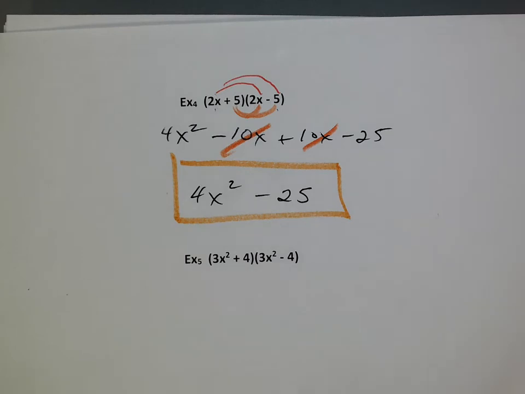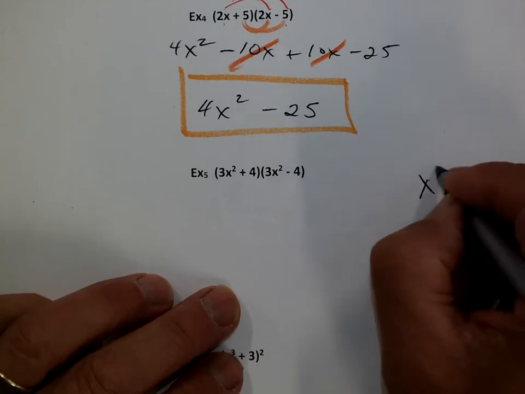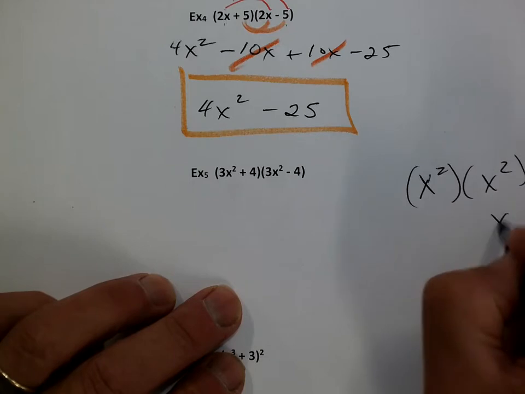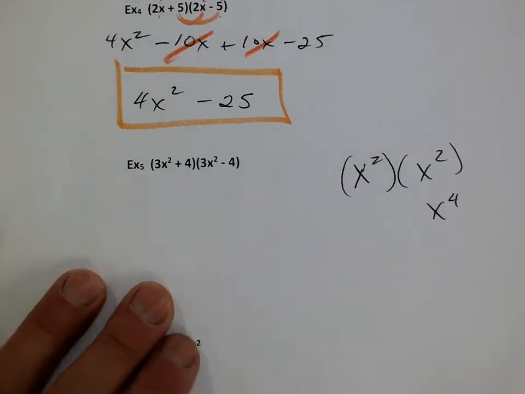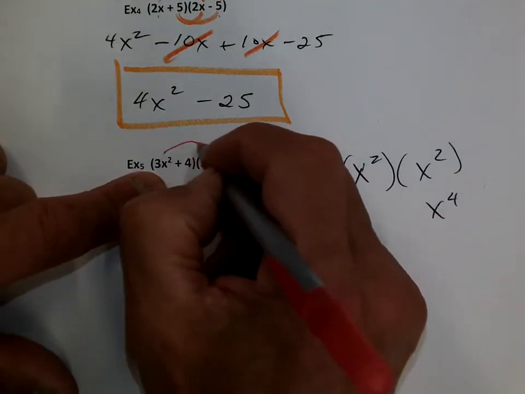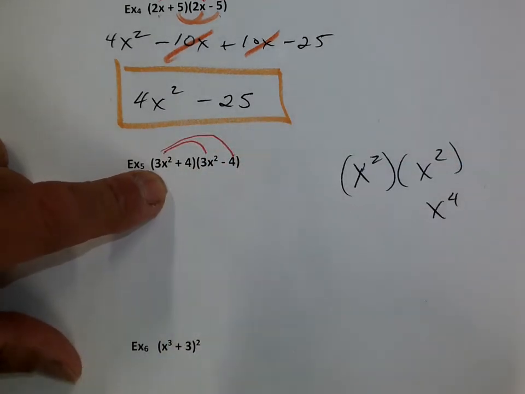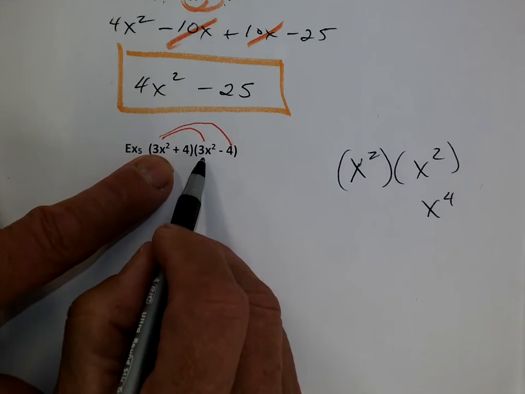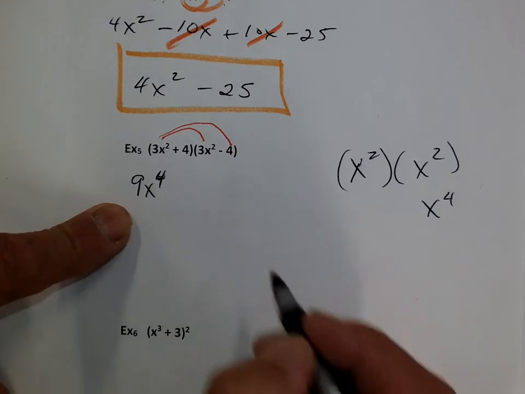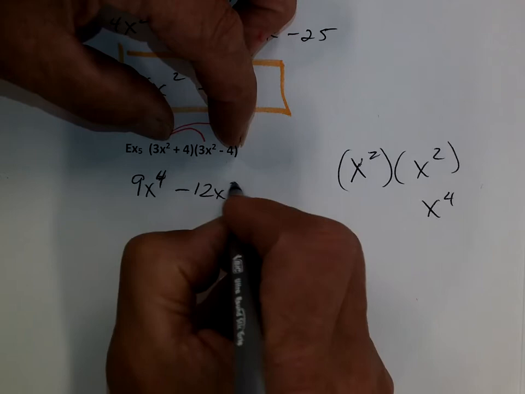Okay, so same thing, example 5, except for we do need to remember that x squared times another x squared is an x to the 4th. We need to know that for this particular example. Okay, so let's multiply. Let's take my 3x squared times 3x squared and a 3x squared times a negative 4. So 3x squared times a 3x squared is a 9x to the 4th. A 3x squared times a negative 4 makes a negative 12x squared.